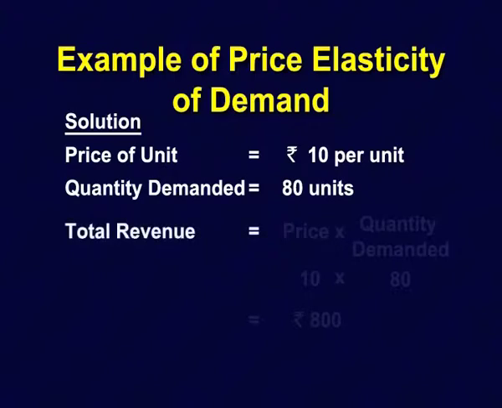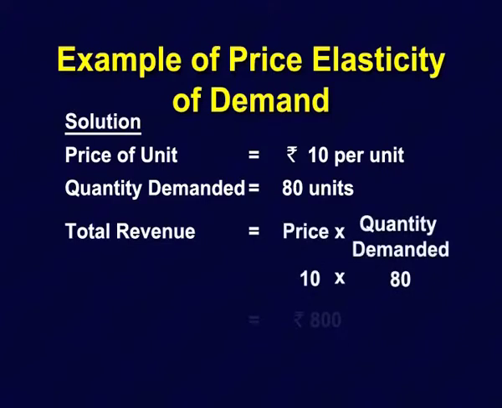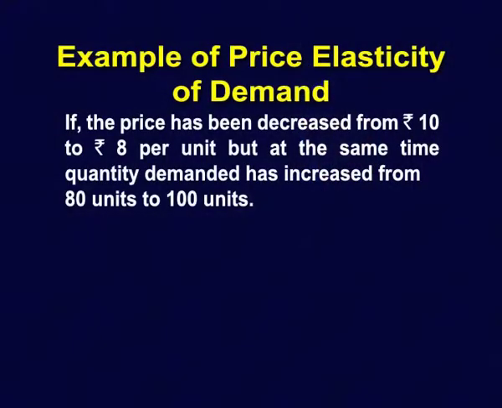So, therefore, the revenue is price rupees 10 per unit multiplied by quantity demanded 80 units, and therefore, the total revenue will be rupees 800. Now, we take the changed scenario. In this case, the price has been decreased from rupees 10 to rupees 8 per unit, but at the same time quantity demanded has increased from 80 units to 100 units.